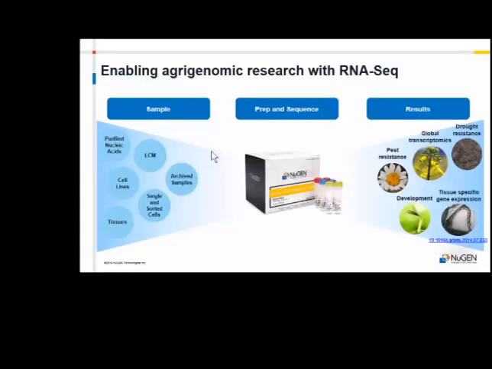So we offer RNA-seq products that cover an array of sample inputs and sample types, from high-quality samples down to very degraded samples such as laser capture and archived samples. And they enable research in a wide variety of research areas, including pest resistance and drought resistance, global transcriptomics, tissue-specific gene expression, and development.